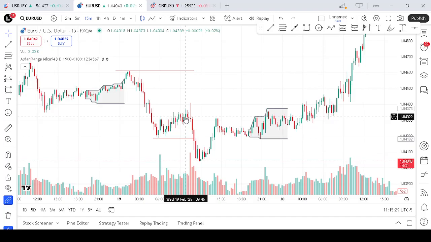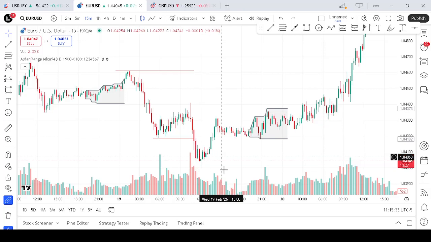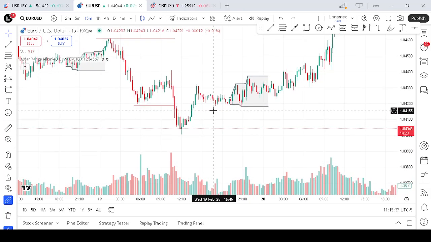This step is important because it gives you a clear framework for where a potential breakout might occur. Without these levels, trading breakouts becomes guesswork. The second step is to wait for the breakout.